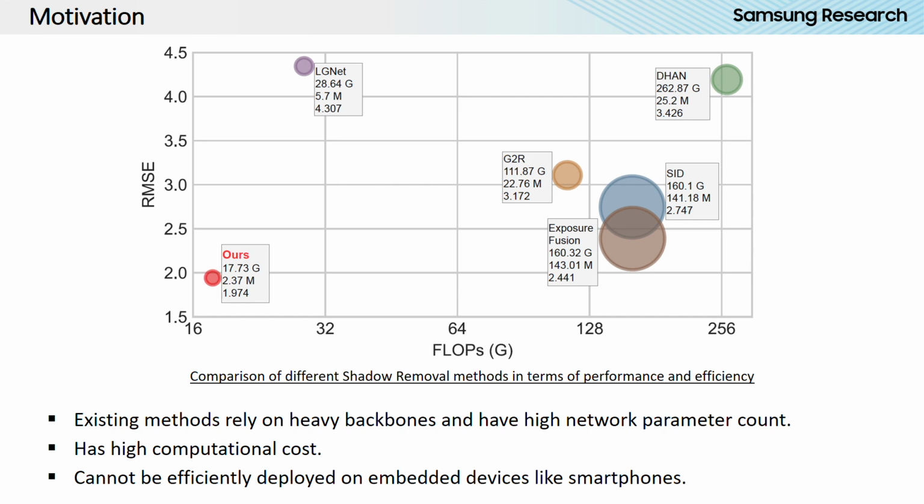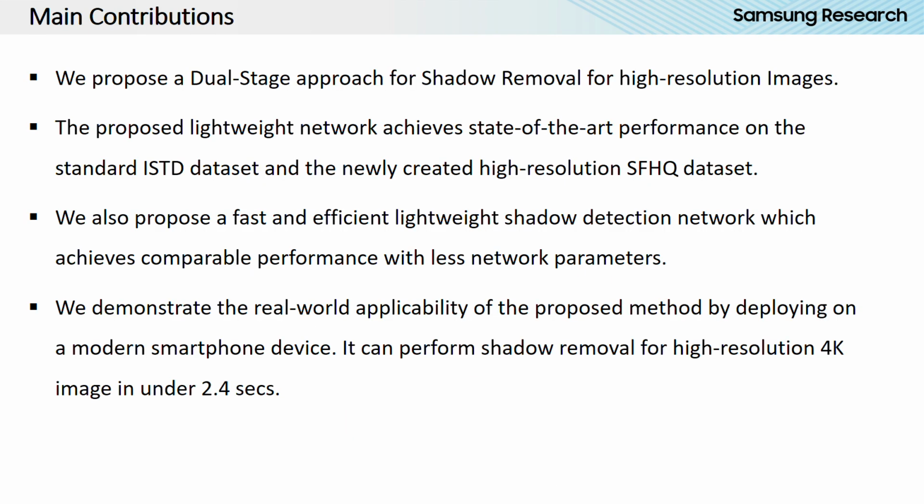their real-world applicability. We propose SHARDS, a dual-stage approach for shadow removal for high-resolution images. Our proposed lightweight network achieves state-of-the-art performance on the standard ISTD dataset and the newly created SFHQ dataset while having the least computational cost. We also propose an efficient shadow detection network in this work. Together, we demonstrate an end-to-end system that can perform shadow removal on modern smartphone devices for high-resolution 4K images.